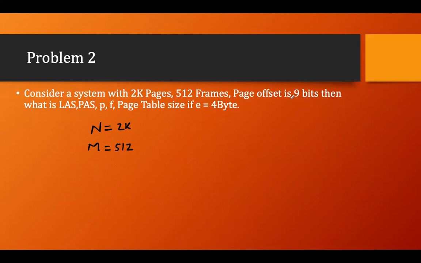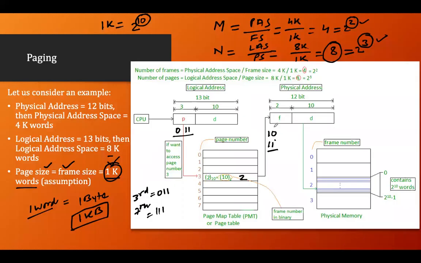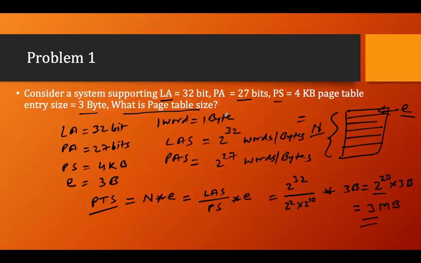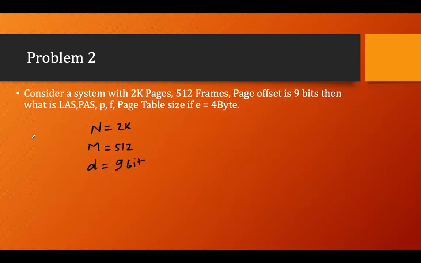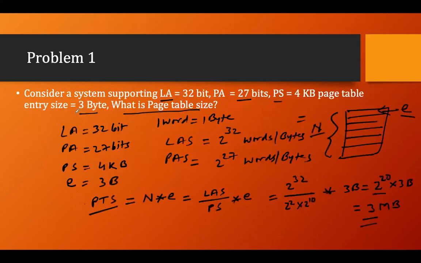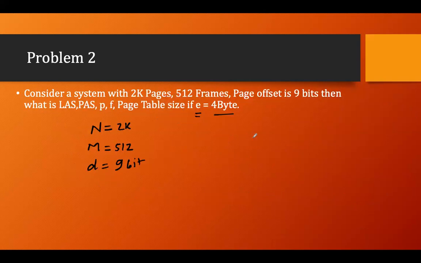The page offset is given as 9 bits. Page offset, if you don't remember, this is the page offset. It is given as 9 bits. Then what is the logical address space? What is the physical address space? What is P? What is F? What is the page table size, if E, which is each entry, is 4 bytes? Like in the previous problem it was written each entry is 3 bytes, here it is written each entry is 4 bytes.